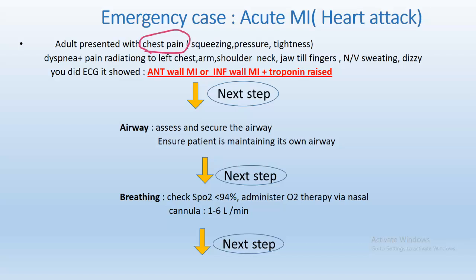can have life-threatening conditions like pneumothorax, aortic dissection, pulmonary embolism, and MI. So you need to rule these out. But here we are typically talking about MI.